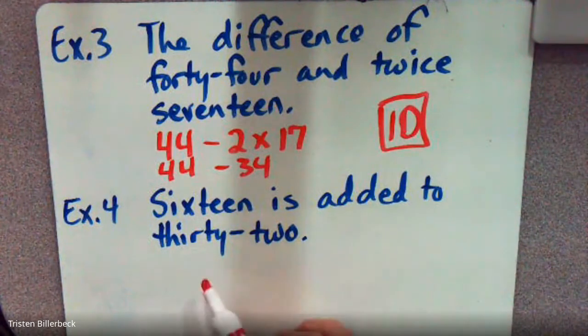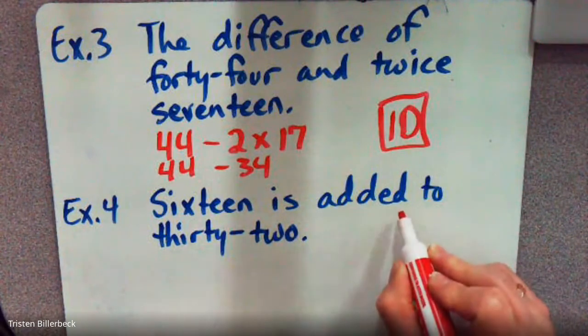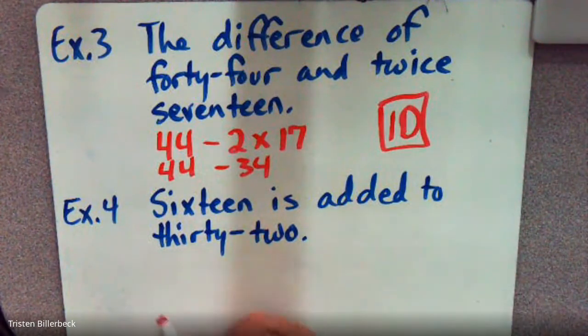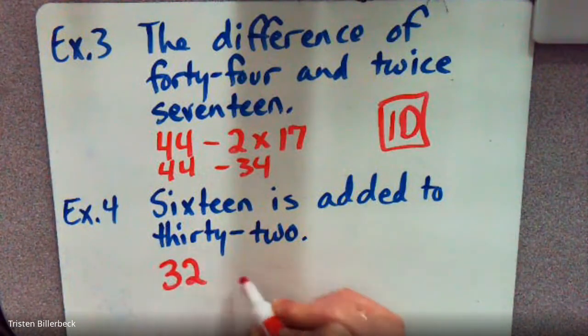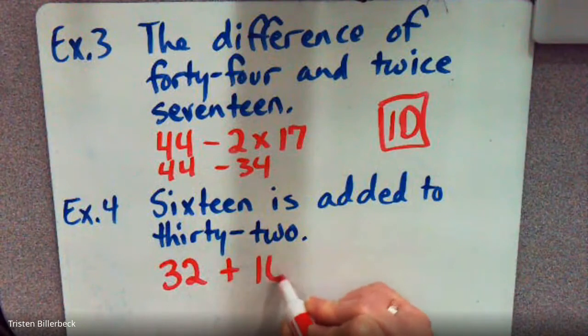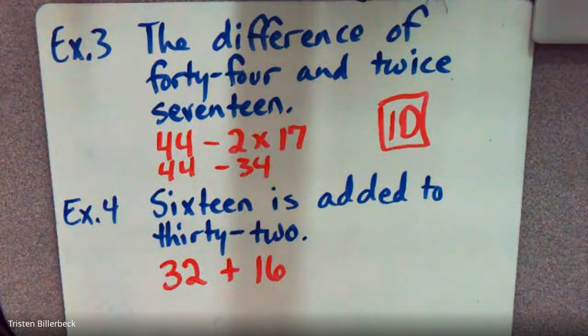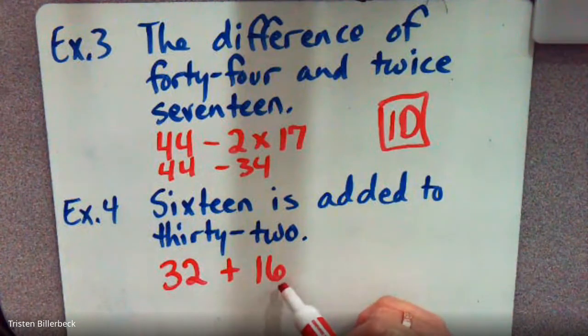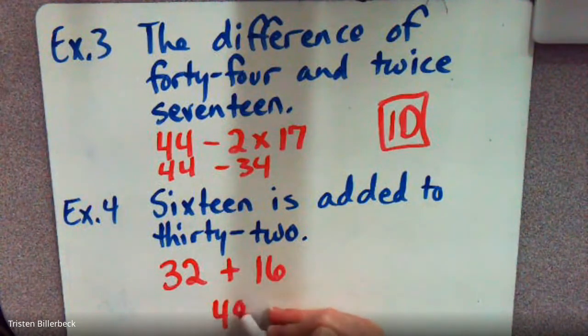16 is added to 32. So 16 is being added to something. So we have to have something first to add. So we have 32, and now we're going to add 16. Because 16 being added to something is being performed on something else. So this is the thing that we have originally, and we're adding 16 to it. So when we do that, we get 48.